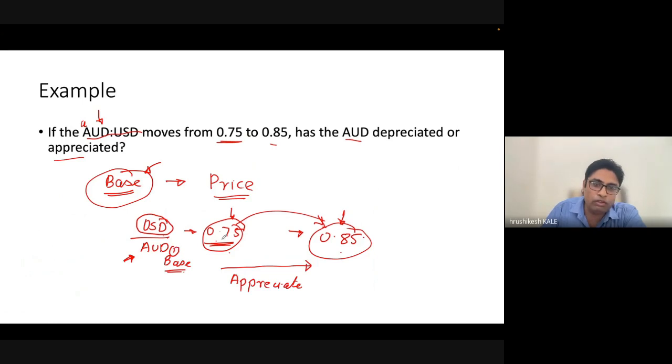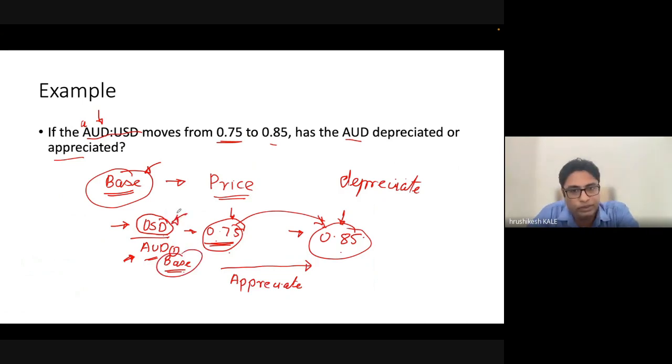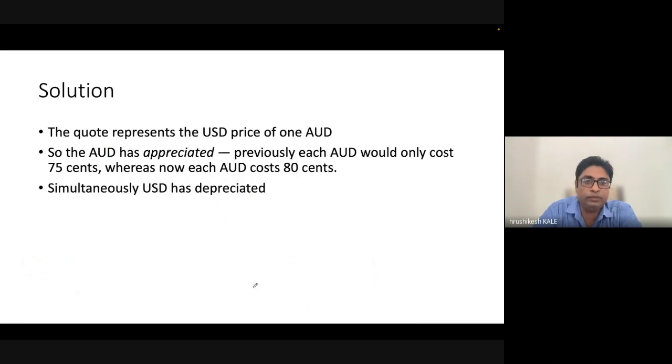That means for 1 AUD, I was getting 0.75 USD, and now I am getting 0.85 USD. The purchasing power of AUD has increased from 0.75 to 0.85. Therefore, AUD has appreciated. Now, when we say AUD has appreciated, what will happen to USD? USD will be exactly the reciprocal of AUD, so USD will depreciate. When the base currency appreciates, the price currency depreciates. So in this example, when AUD moves from 0.75 to 0.85, AUD has appreciated and therefore USD has depreciated. Let's move ahead.